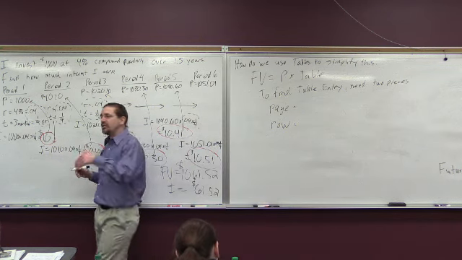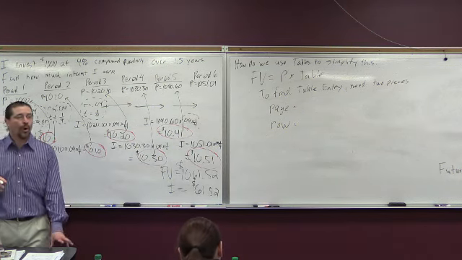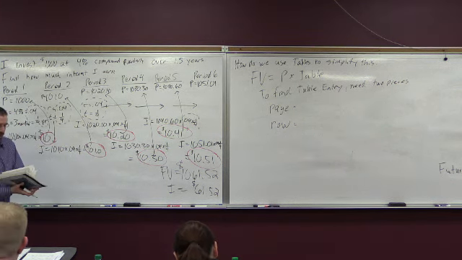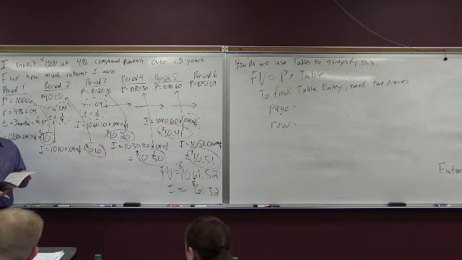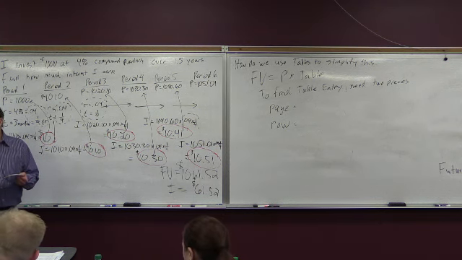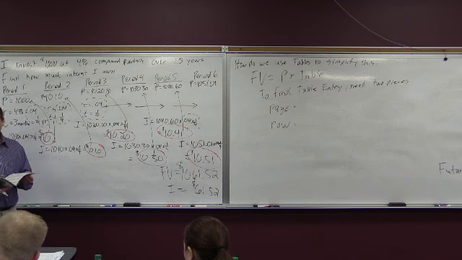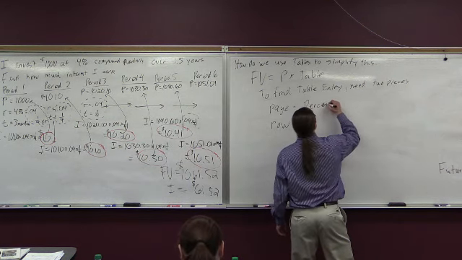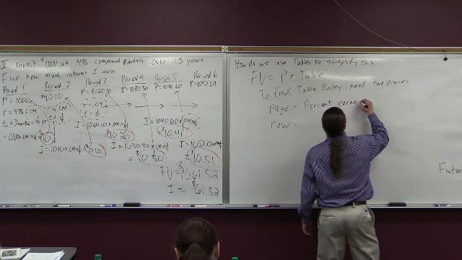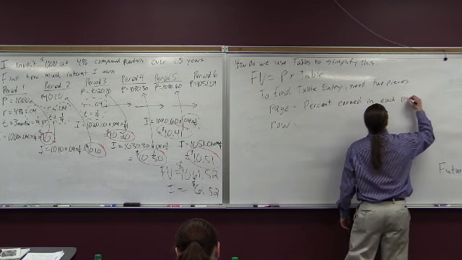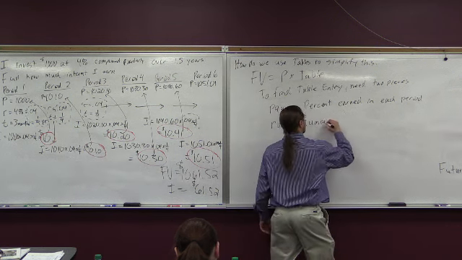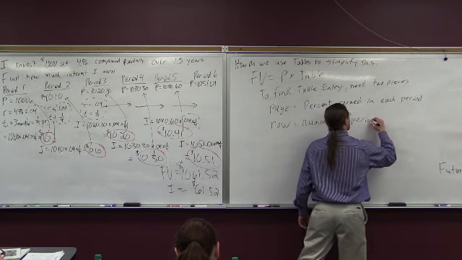You need to know what page you're on, and you need to know what row to look on, okay? Because if you look, as you flip the page, the only thing that's changing from page to page at the top is the percent. So really you need to figure out what percentage are you earning and how many times are you earning it, right? So page is the percent earned in each period. And the row is the number of periods.